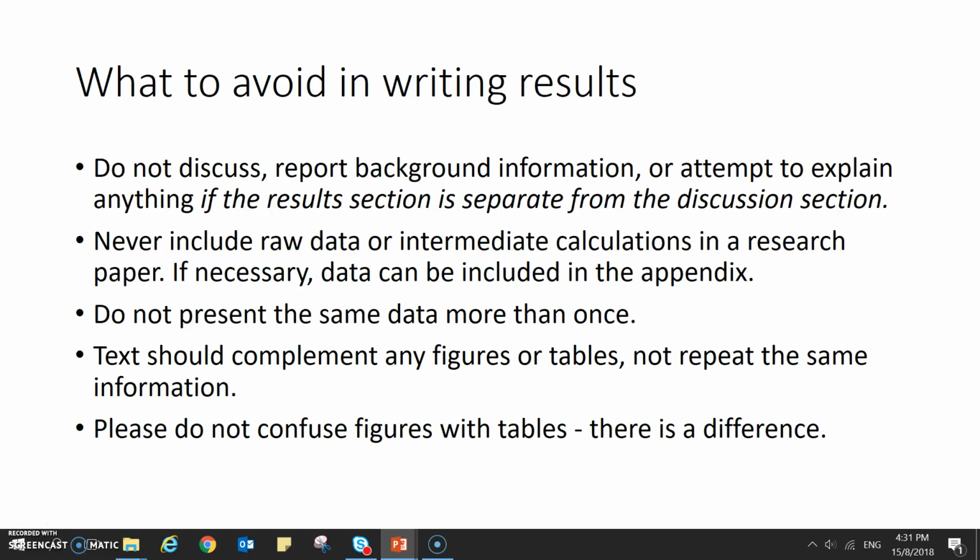Do not present the same data more than once. Text should complement any figures or tables, but should not repeat the same information. And do not confuse figures with tables. There is a difference. We have already discussed that in previous session.